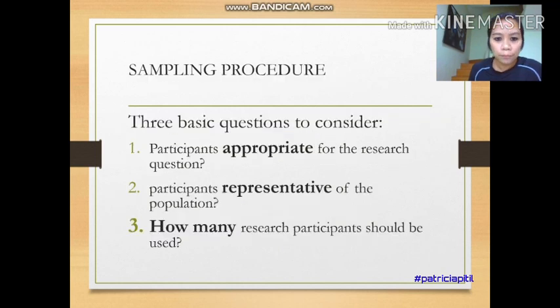Okay. Right. Three basic questions to consider. Participants appropriate for research question? Okay, look back at research question. Are they appropriate? And then are they representative of the population? And how many research participants should be used? Many of you have buzzed me with the question, how many participants should I recruit? Now this chapter will lead you how to decide the number of population. It's not simply come up with a number.